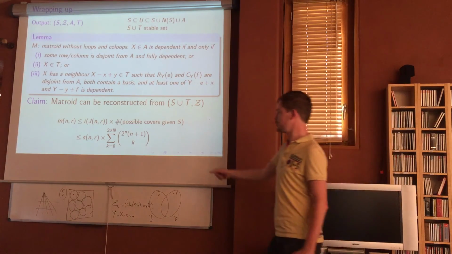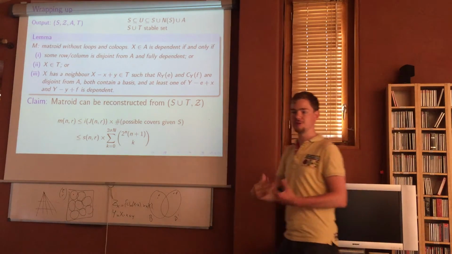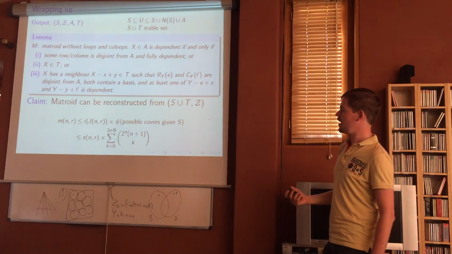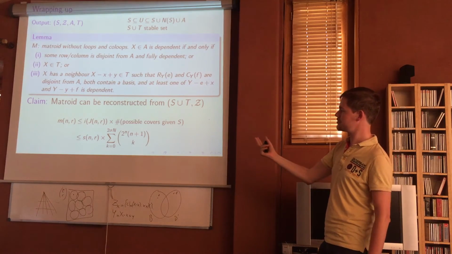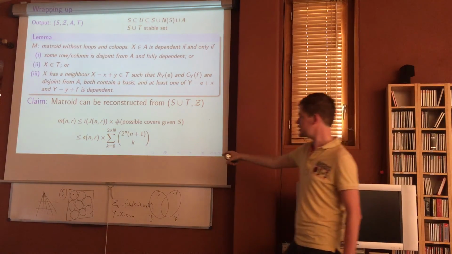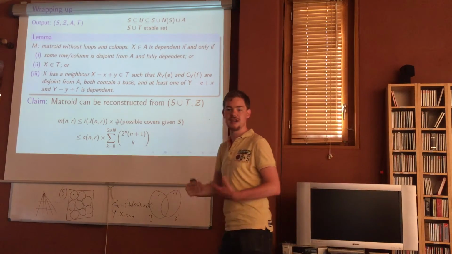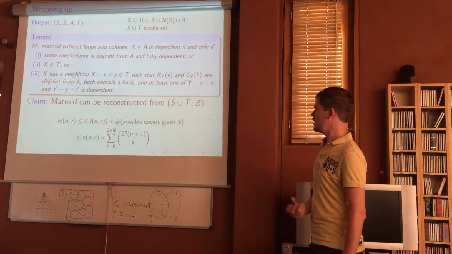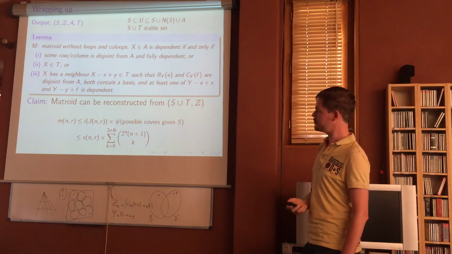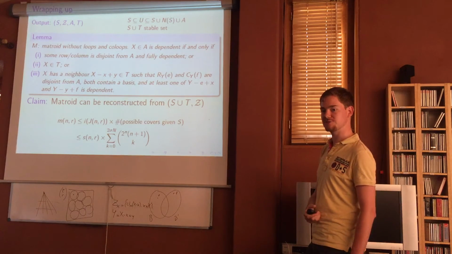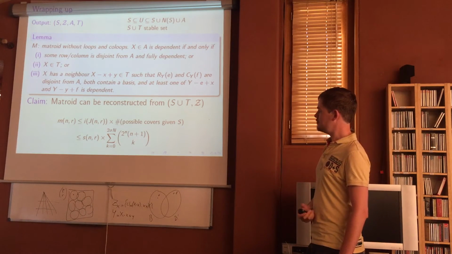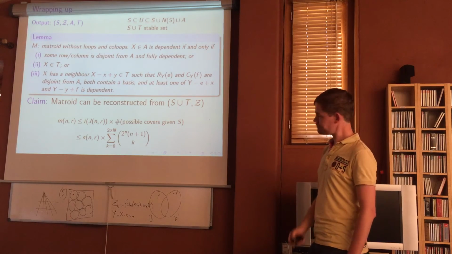So yeah, as usual, that gives a multiplication, and if you go to the logarithm, then basically what it says is this sum of binomial coefficients vanishes. It's very small compared to the number of sparse paving matroids. So that gives the result.